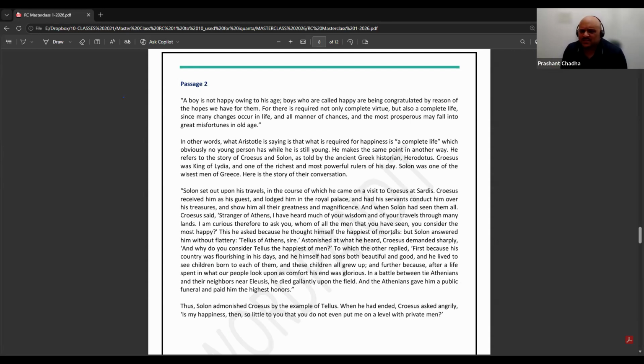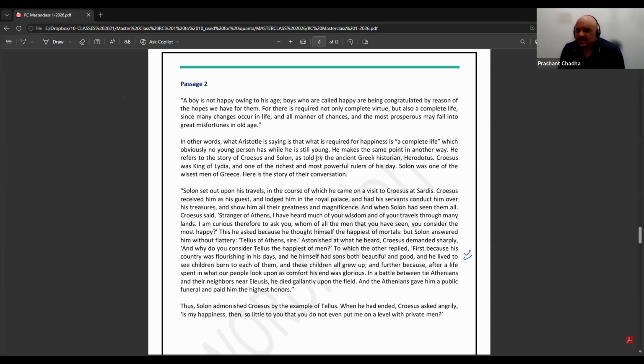And then he goes on to give this example of this full life, right? He asks who's the happiest. Tellus of Athens. Why do you consider him to be happiest? This is the important part. First, because his country was flourishing, his sons were good, beautiful, he lived, and after a life well spent, his end was glorious. So he lived a full life, right? So that was his basic take, right?